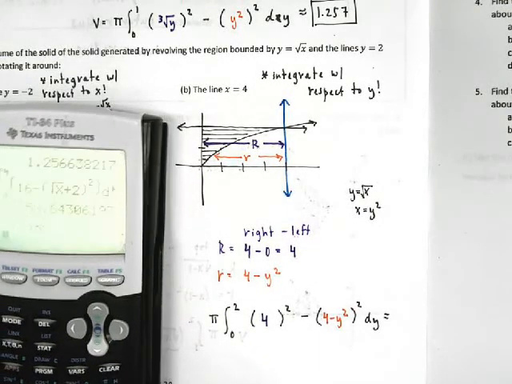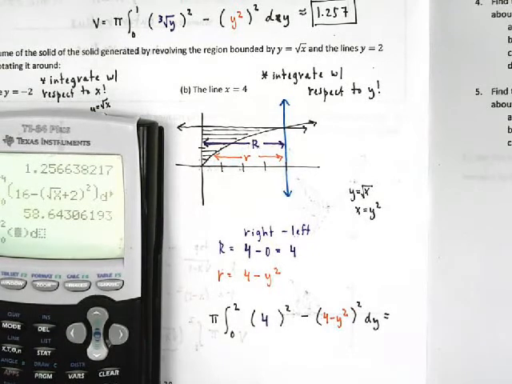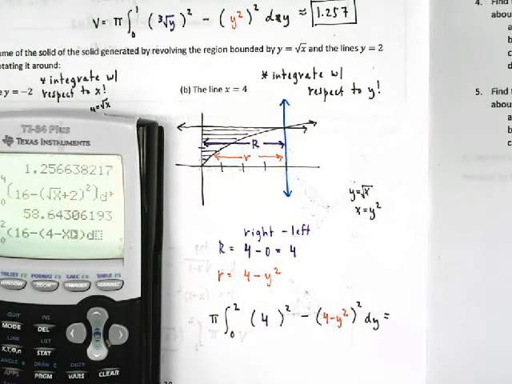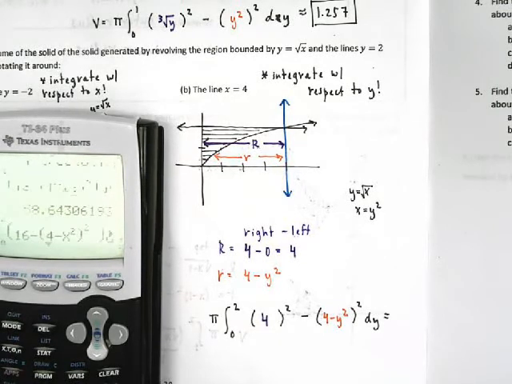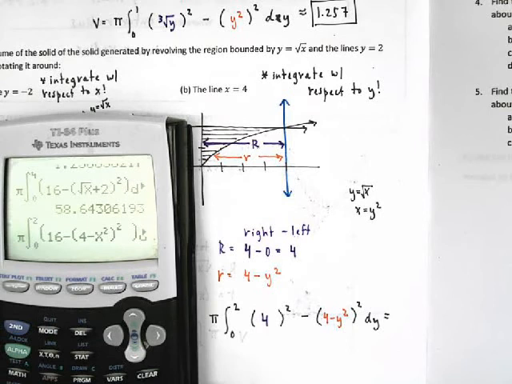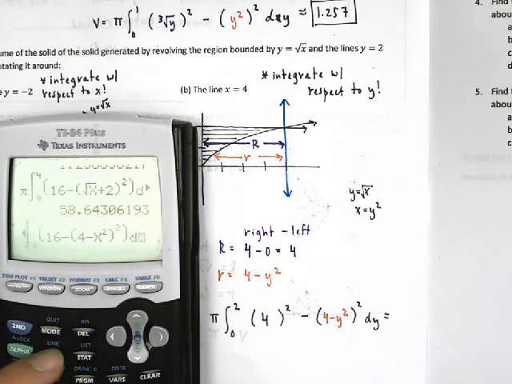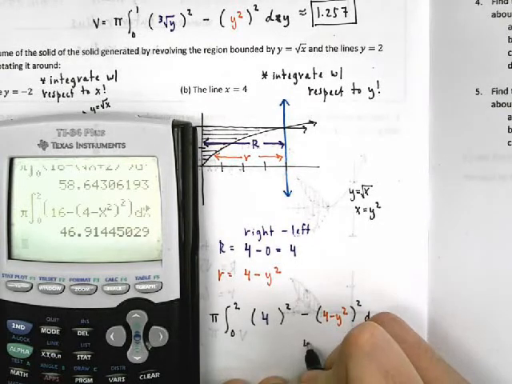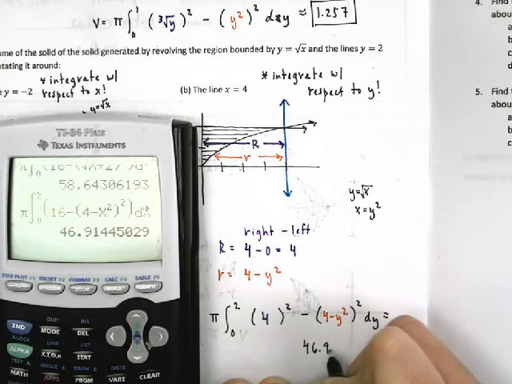So second pi math 9 from 0 to 2. I have 4 squared is 16 minus, I have 4 minus x squared. I'm going to close that off and square that radius. Move this over. I'm integrating there, and so I get 46.914.